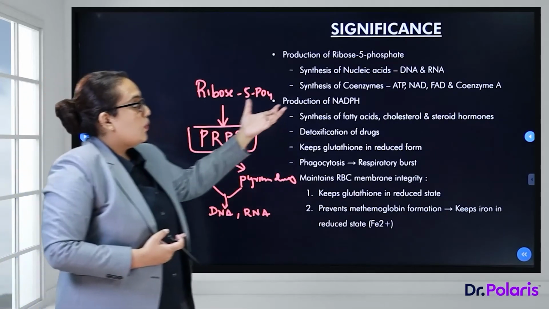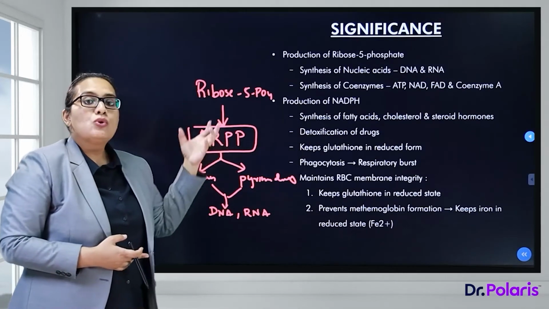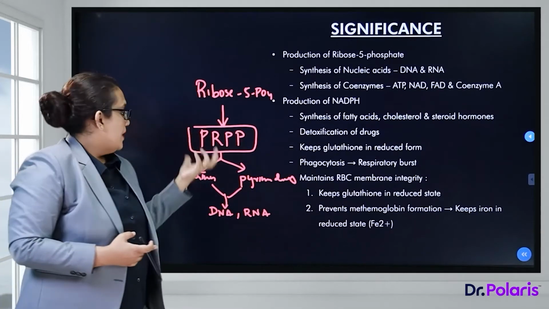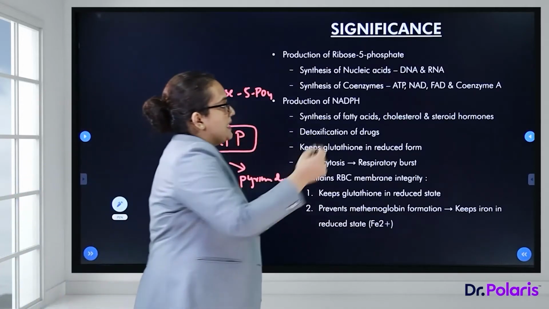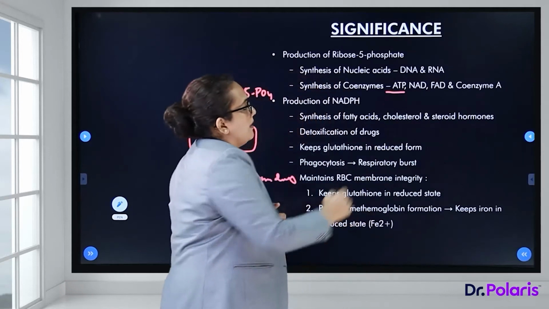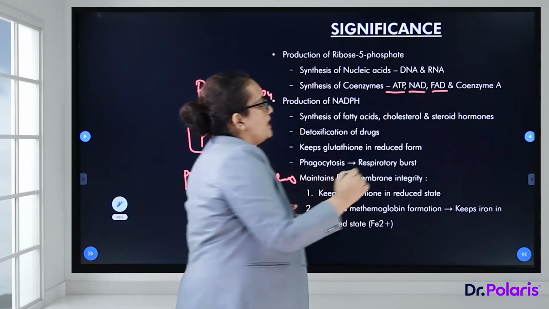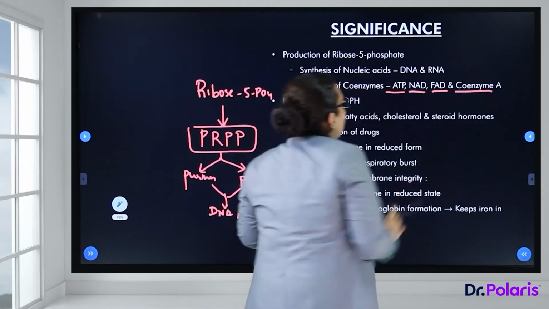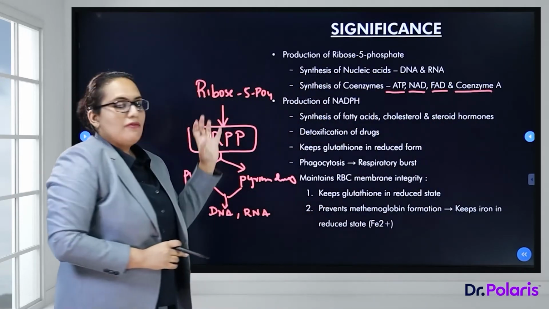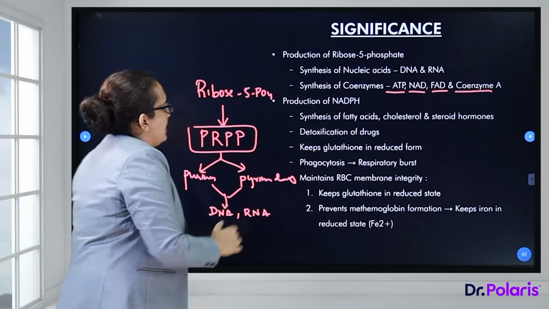Now, there are certain coenzymes also that can be formed from ribose 5-phosphate because those coenzymes contain a purine such as adenine. Examples of coenzymes which contain purines are ATP, NAD and FAD. All these contain adenine. Even coenzyme A also contains adenine. So ribose 5-phosphate has two major roles. The next one is production of NADPH.